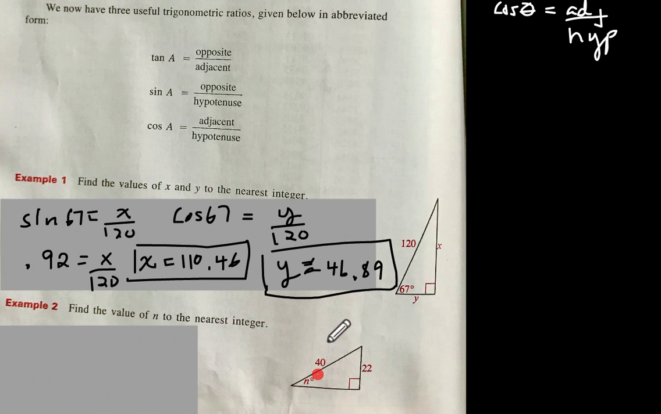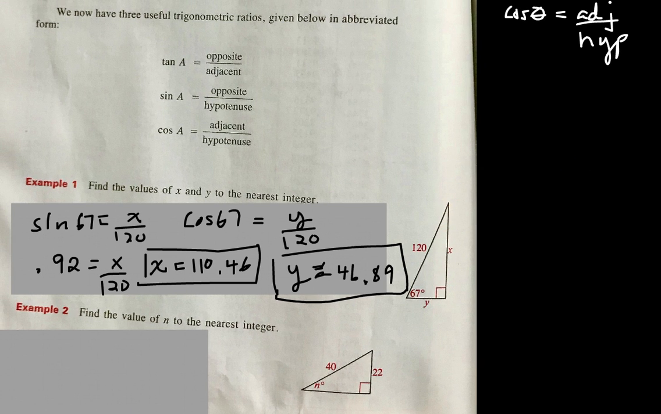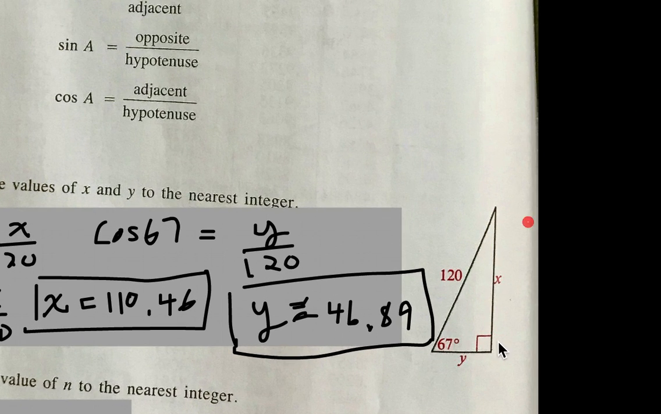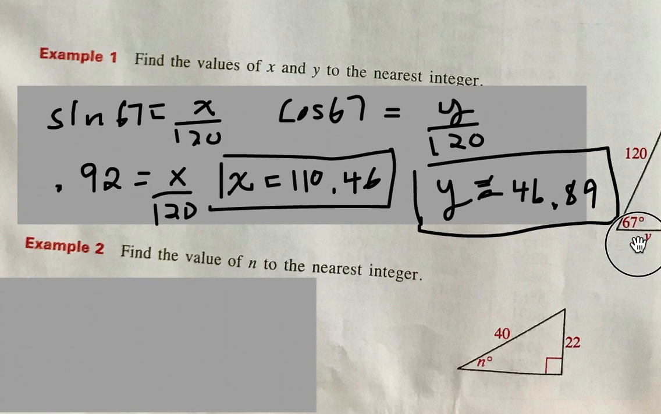Now we're going to talk about missing angles. I can't move that up any. All right, so here we have n, and we want to find what degree it is to the nearest integer. This is the nearest integer too. I should follow the directions. So this one should be x is approximately 110, and here y is equal to approximately 47. Okay, nearest integer.